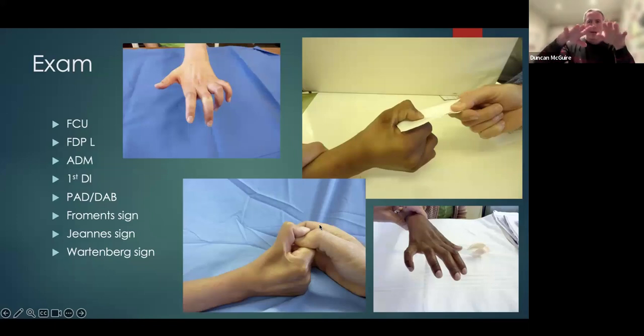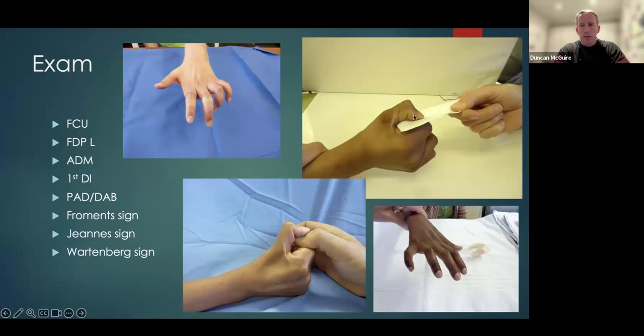You can do pad and dab, asking the patient to open and close against resistance. You can also ask them to push against each other like that, and if one ulnar nerve is weaker, you might see it collapses down like that. And then the special tests are Froment's, Jeanne's, and Wartenberg's.